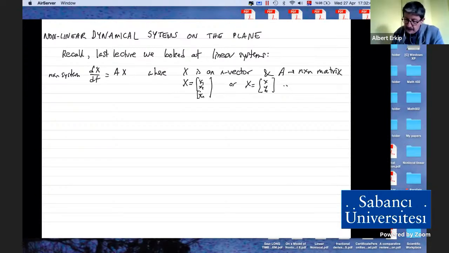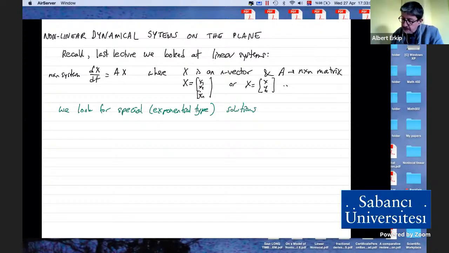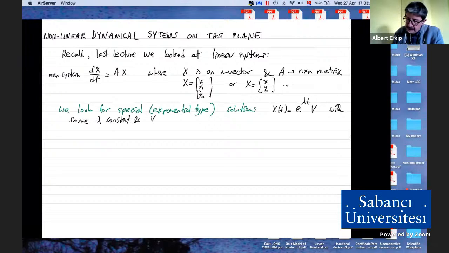Okay, so recall, we looked for special solutions, exponential type solutions. And these solutions were of the form x(t) equals e to the lambda t times v, with some real lambda constant and v a fixed vector.